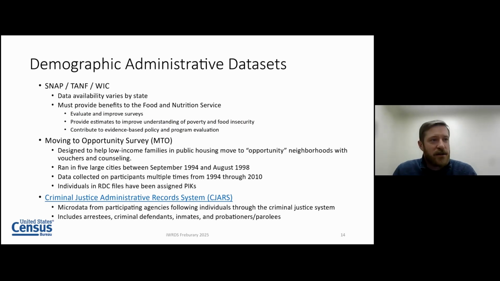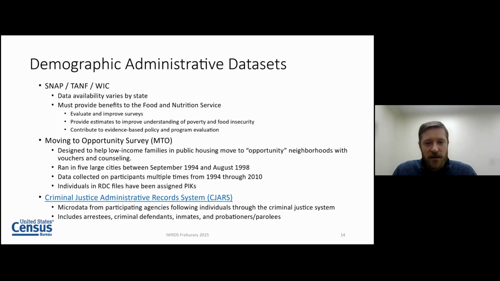All right, some additional administrative demographic data sets here. We have SNAP, TANF, and WIC, which are state level files for benefits provided to households within each state, and what benefits are provided from each state to each person.